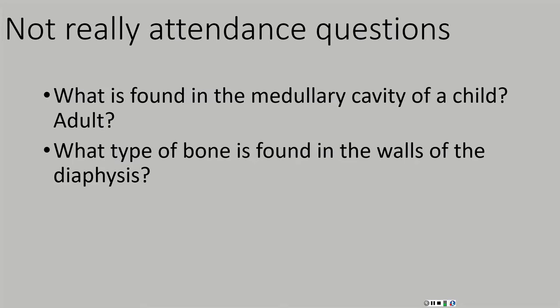And hopefully you've paused the video now and tried to answer these on your own. But let's see what the answers are. What is found in the medullary cavity of a child? This is also called the marrow cavity. So here in a child, we find red bone marrow. But as the child reaches adolescence, that red bone marrow is no longer needed, so we only find red bone marrow in a few places throughout the skeleton.